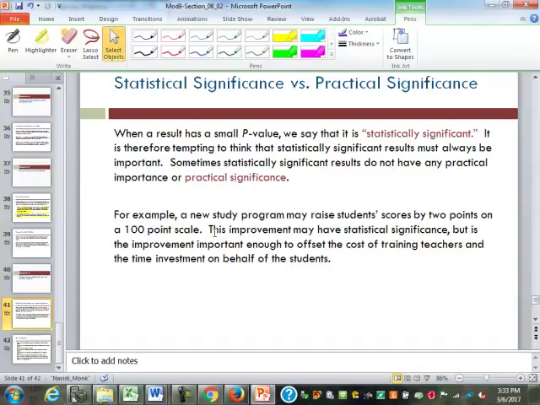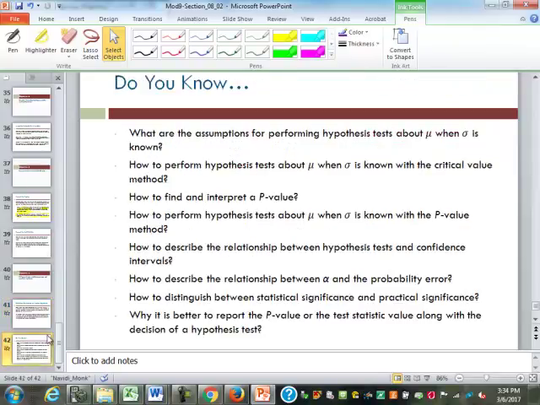Sometimes statistically significant results do not have any importance or practical significance. For example, raise the scores by 2 points on a 100-point scale. The improvement may have statistical significance. We've proven that there was a change, but it's really not important enough to train teachers in that new technique. Only 2 points is not really enough to justify the expense. So there are times where, even though there's a statistically significant result, it's not practical to take any action on that result. So this is the things that we learned in this section.